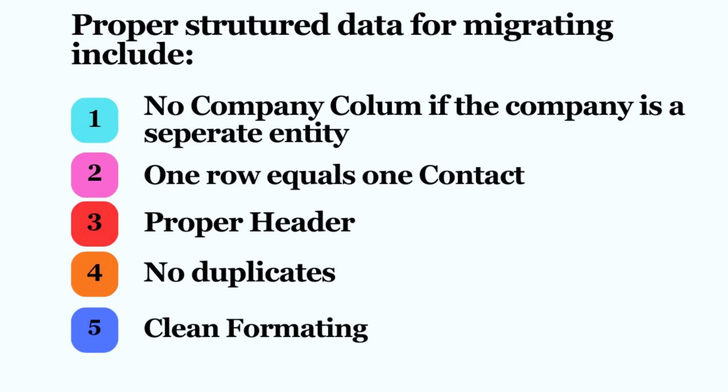So you're going to go back to that spreadsheet and then create a new column for the new property you just created in HubSpot. Then fill it up with values like unknown, not updated, not provided. Once that process is completed, ensure that your contact file is properly structured. No company column if the company is a separate entity. One role equals one contact. Proper header, no duplicate, and clean formatting. And once you check your spreadsheet and all those criteria are met, then your spreadsheet is ready for export.